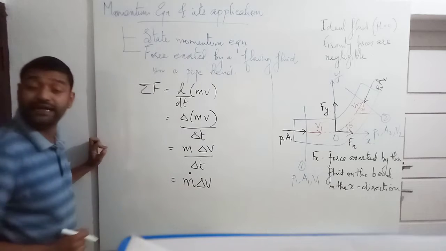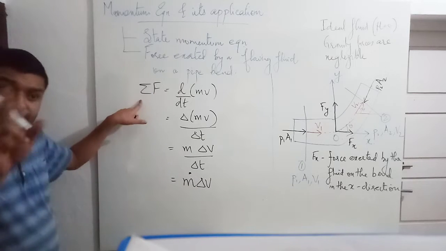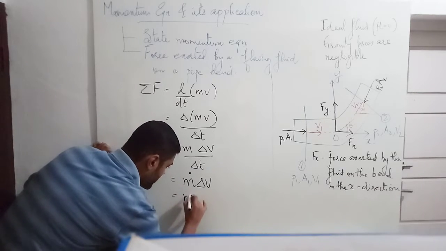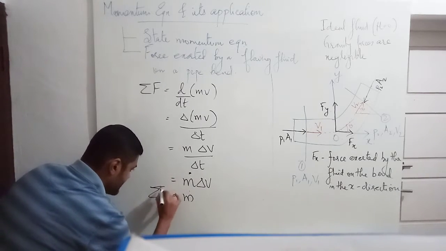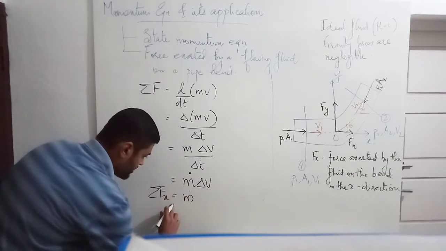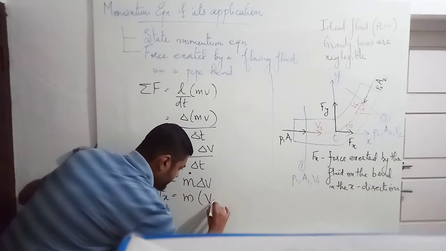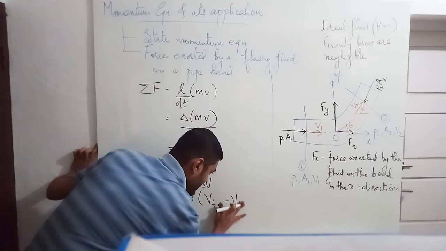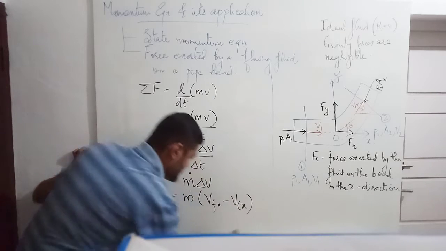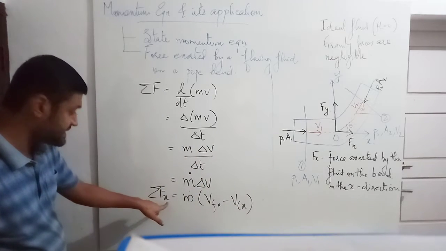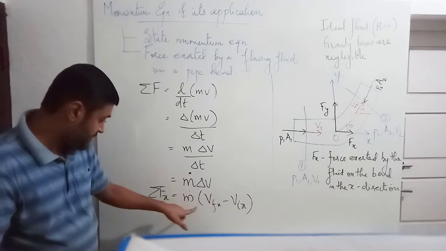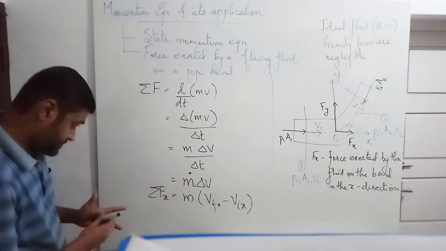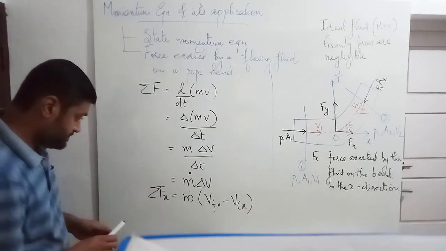Now what is delta v? Delta v is the total change in velocity in the direction in which the summation of forces is taken. If I am talking about the x direction, I will rewrite it as the summation of forces in the x direction is equal to m dot times V final in the x direction minus V initial in the x direction. Similarly, I can also write the summation of forces in the y direction is equal to m dot times V final in the y direction minus V initial in the y direction. I hope this is clear to all of you.